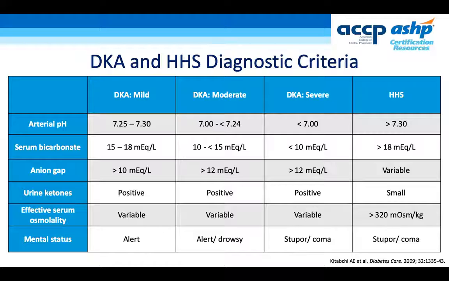However, the big difference with HHS is your serum osmolality. Whereas it really varies in DKA, it's definitely elevated in HHS, over 320 milliosmoles per kilogram. In your mental status with HHS, they're generally also in a stupor or a coma, just like in severe DKA.